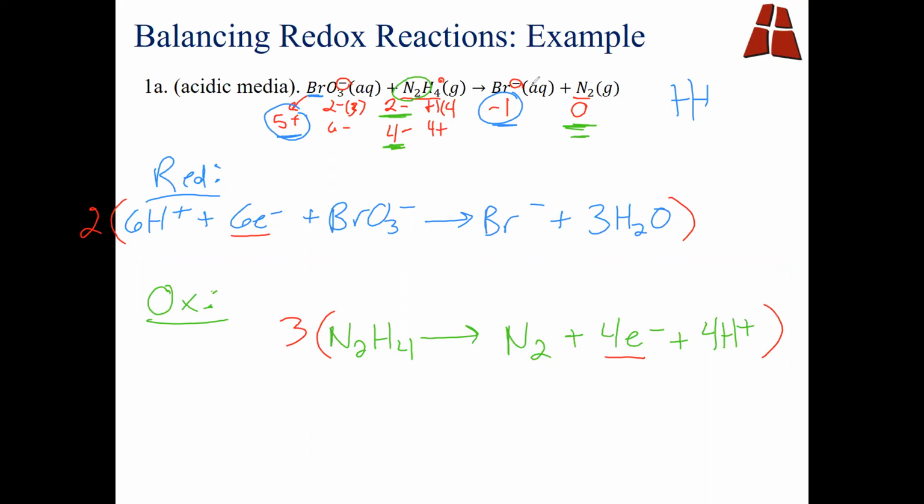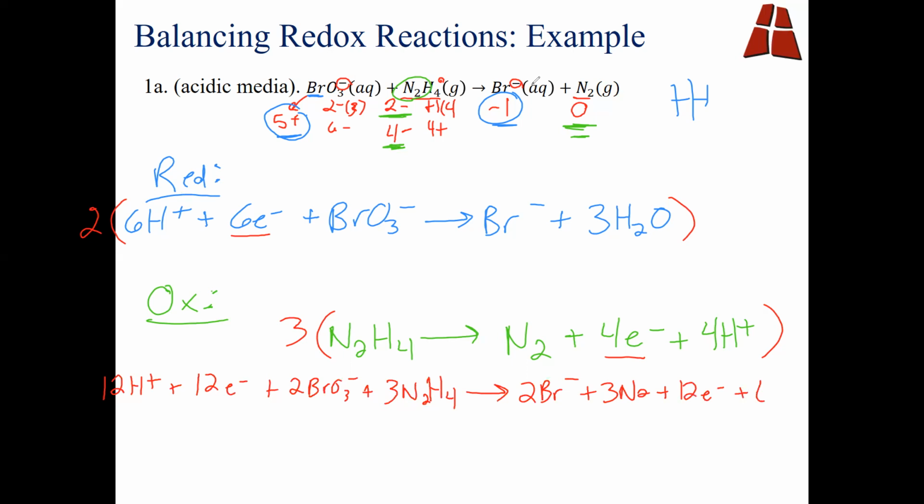And so if we are going to combine things and rewrite, we end up with 12H plus 12 electrons plus 2BrO3 minus plus 3N2H4 as our reactants, turns into 2Br minus plus 3N2 plus 12 electrons plus 6 waters plus 12H plus. Then we can look at our products and reactants and cancel out like terms.